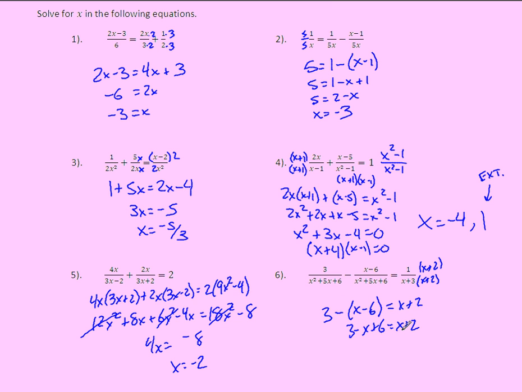So that means I'm going to have, I'll add an x to the right side, so I'll get 2x. I'll subtract 2 from both sides. 3 plus 6 is 9, minus 2 is 7. So that means x should equal 7 halves. 7 divided by 2.